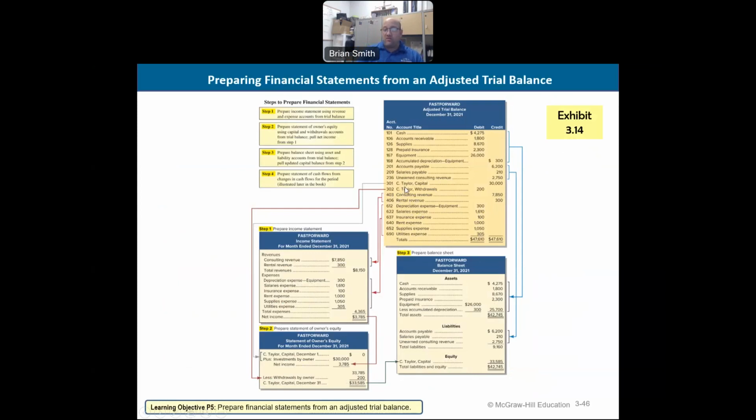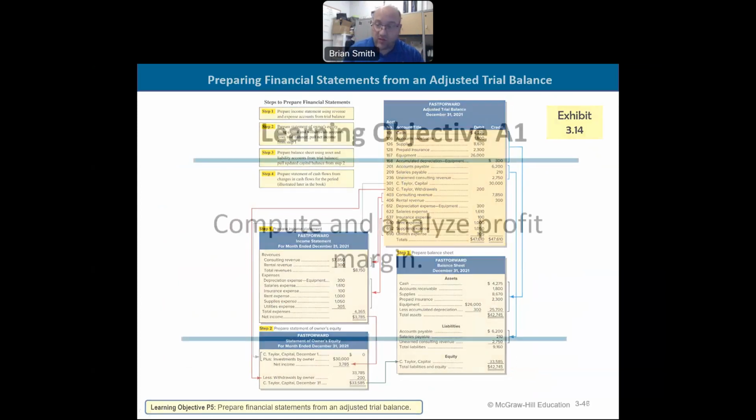Then you're going to have Taylor capital and Taylor withdrawals. That's what you use for the statement of owner's equity, in addition to the net income you just calculated from the income statement. Then you're going to take the ending balance on the statement of owner's equity and put that in the equity section of the balance sheet. And from cash 101 all the way down to unearned consulting revenue 236 are your assets and liabilities. You just put the balance, whatever it says there, on the balance sheet. That's how you create the financial statements.